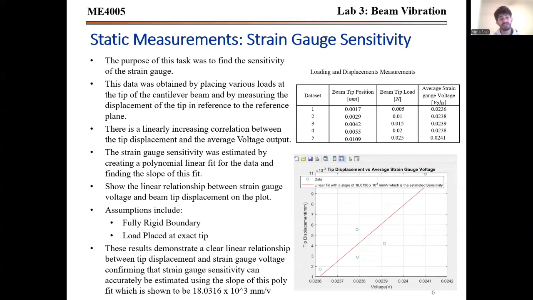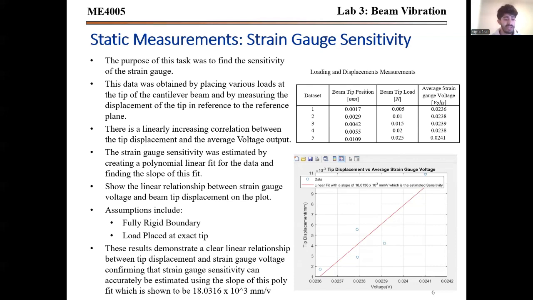There's a linearly increasing correlation between the tip displacement and the average voltage output. The strain gauge sensitivity was determined by creating a polynomial fit for the data and finding the slope of this fit to show the linear plot. There's a slope of 18.0136 times 10 to the negative 3 millimeters per volt, which is the estimated sensitivity.